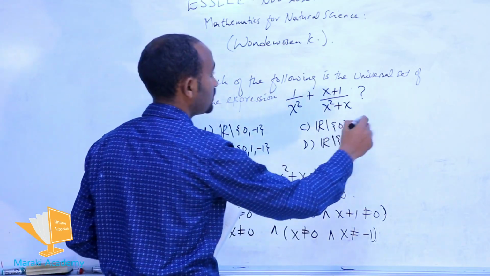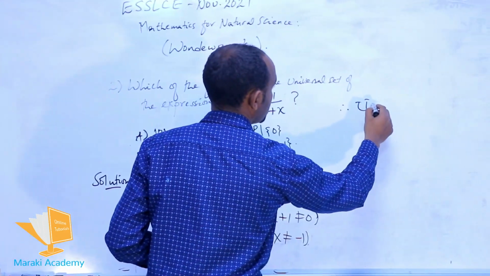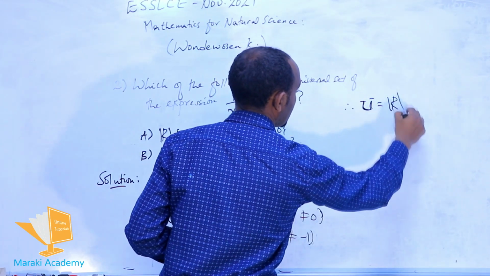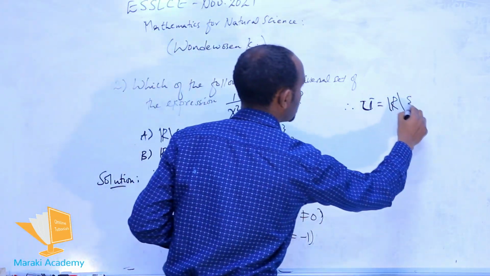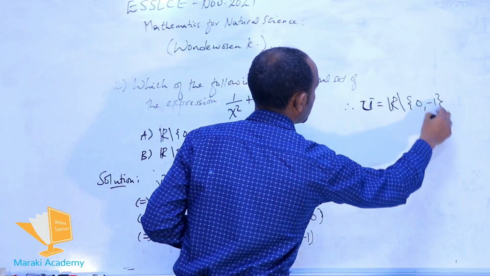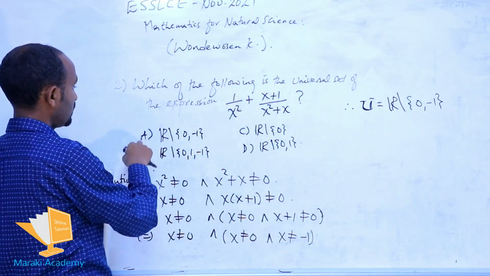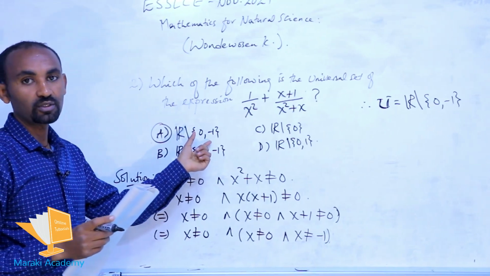Therefore, what is the universal set? The universal set, or the domain, is the set of all real numbers except 0 and minus 1. Therefore, which one is correct? A. All real numbers without 0 and minus 1.